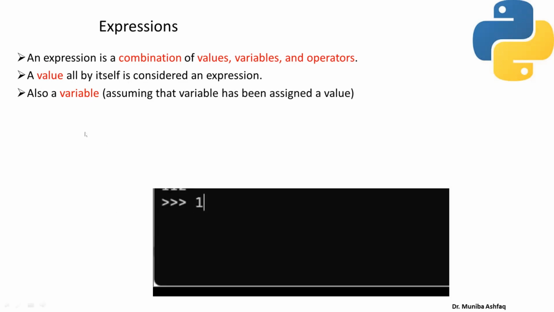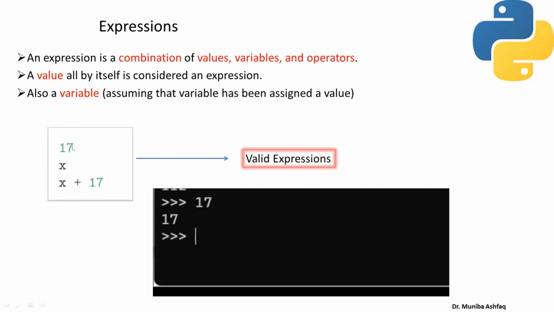So we have this 17, which is an expression. X is a variable, which is also an expression. And if you do some computation on the variable, like x plus 17, this is also a valid expression.